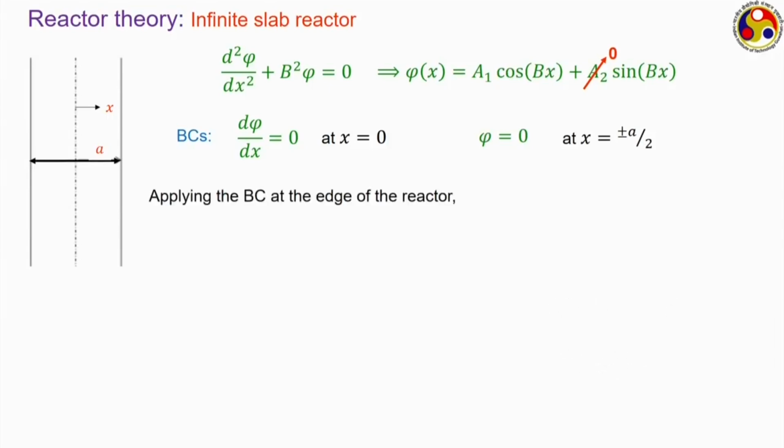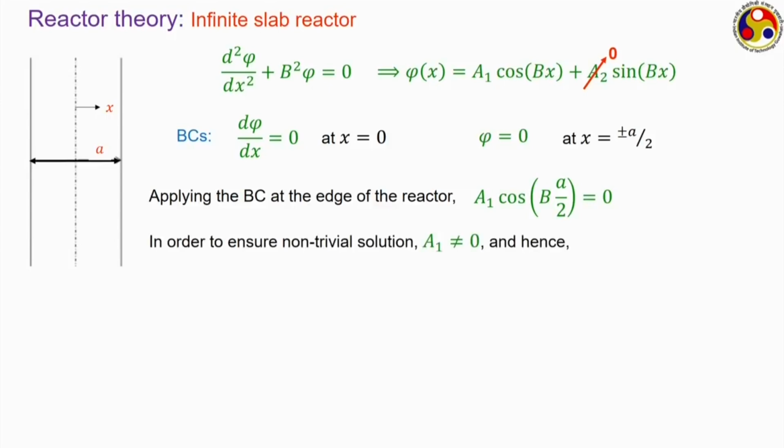to get a proper solution. Now, we apply the boundary condition at the edge of the reactor, and hence putting x equal to plus a by 2, we get a1 cos b into a by 2 equal to 0. But in order to ensure a non-trivial solution, a1 can't be equal to 0, and hence cos b a by 2 has to be equal to 0, or in a way b a by 2 has to be equal to (2n plus 1) pi by 2, where n is 0 and any other integer, or we can say b n can be equal to (2n plus 1) pi upon a. Depending upon the value of n, we can have different values for this b n.